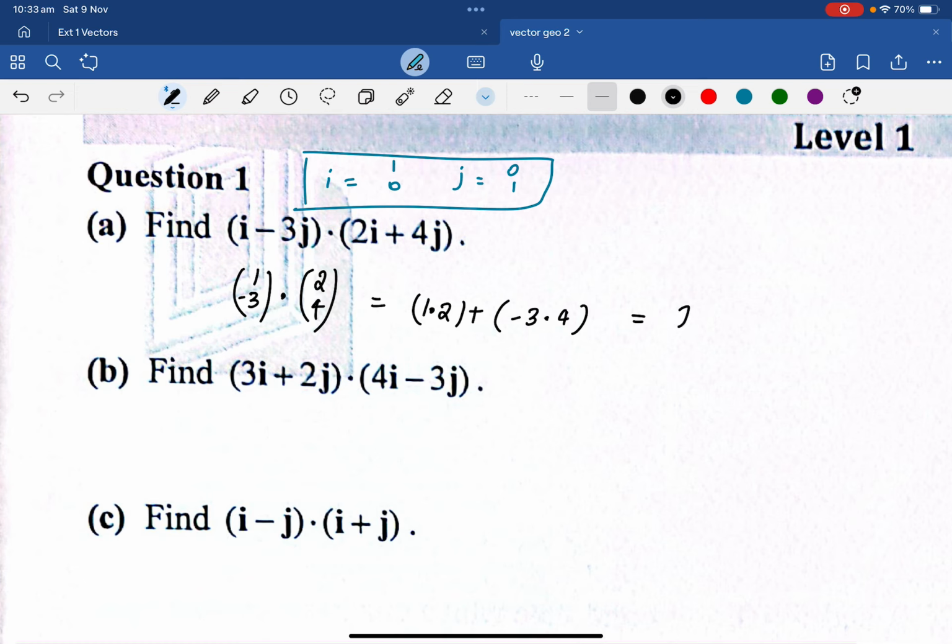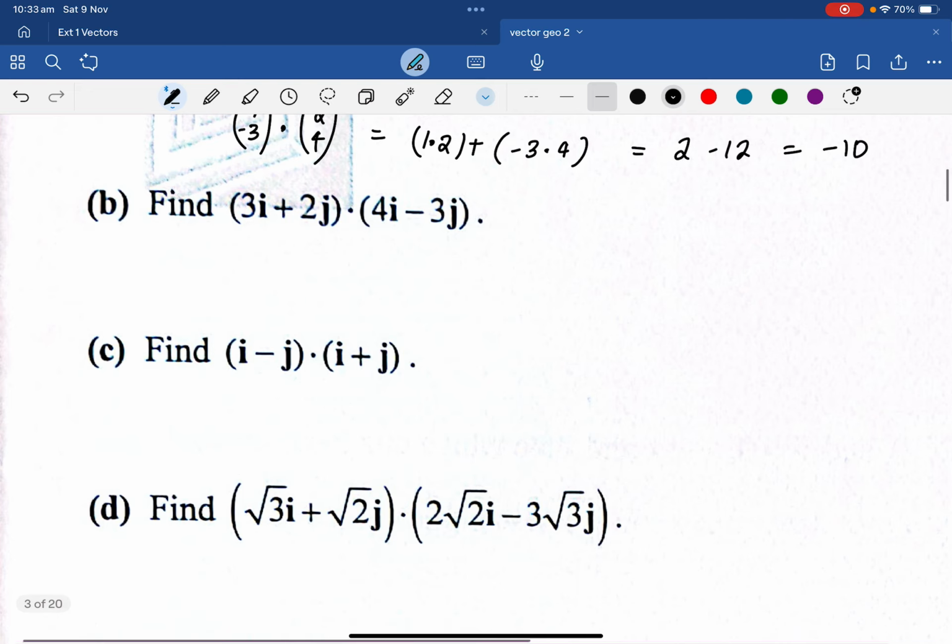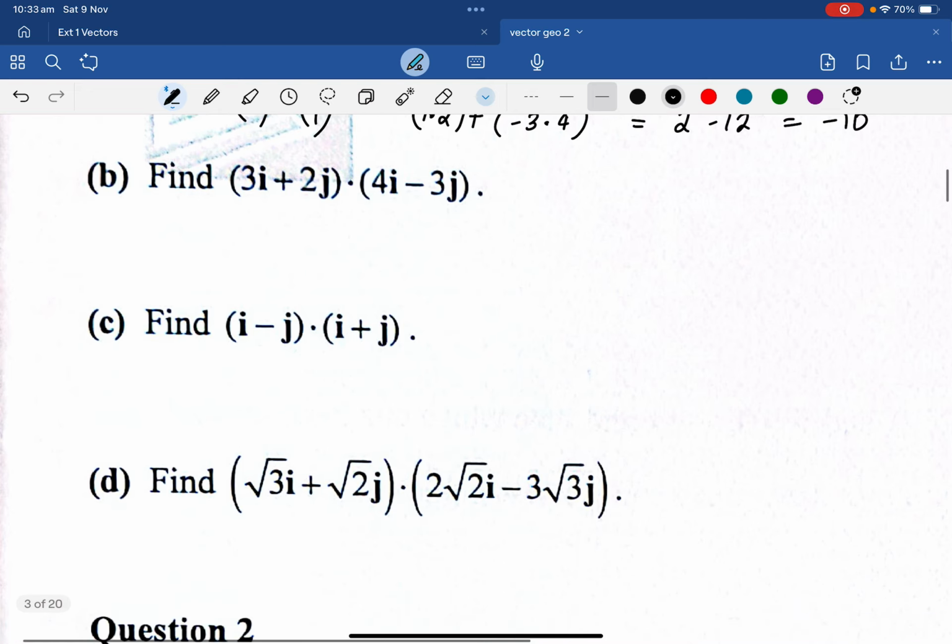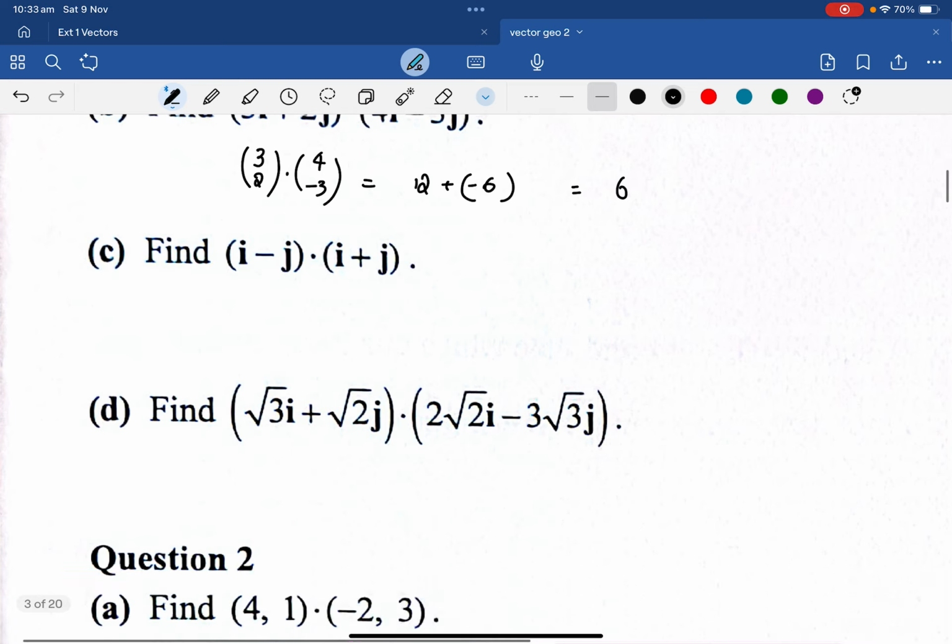And what's that equal to? 1 into 2 is 2. And this is minus 12. So that's just equal to minus 10. Okay. That's our answer for the first one. A second one is similar. So let's break it into component form. So that's just going to be 3, 2 dotted with this in component form, which is 4 and negative 3. And when you dot product it, it'll be 12 plus, and this is minus 6. And that's just equal to 6.